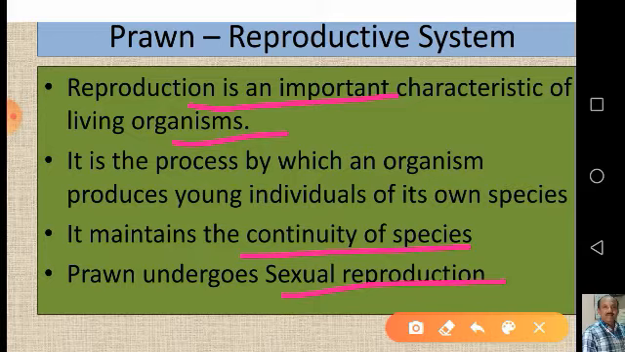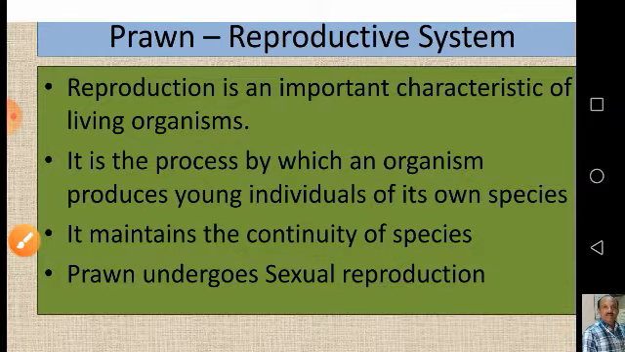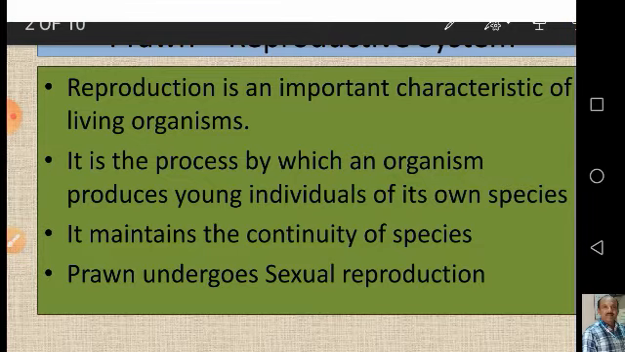The prawn is a unisexual animal and shows sexual dimorphism. That means male and females clearly show differences. So what are the differences? Let us see. And before going into details of sexual dimorphism and reproductive system of prawn, let us have a look at the systematic position of prawn.